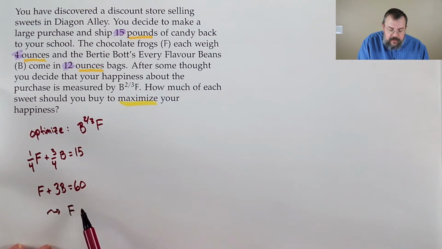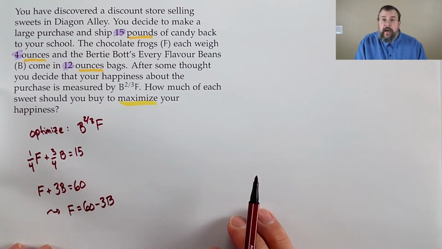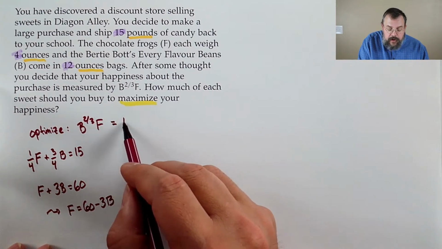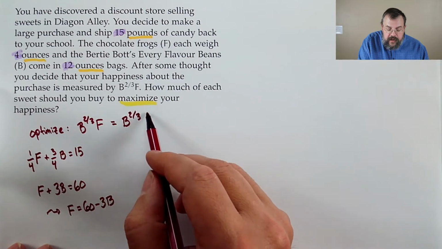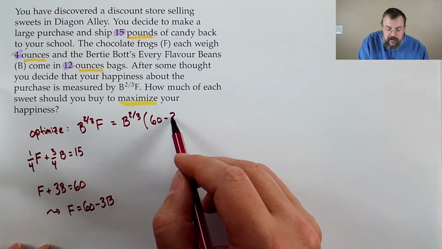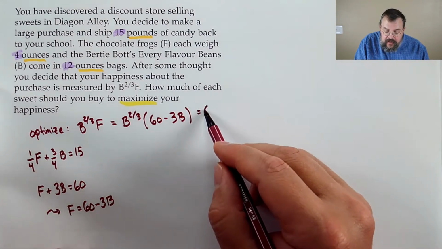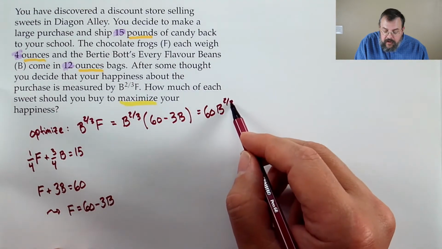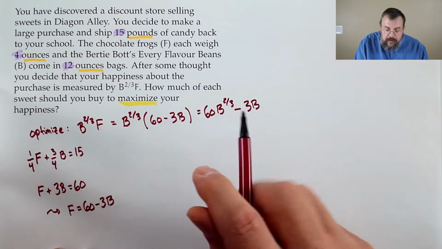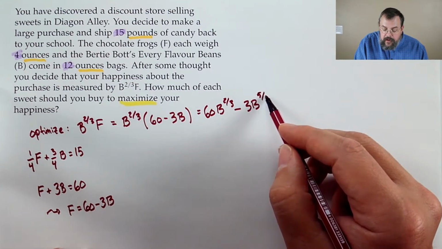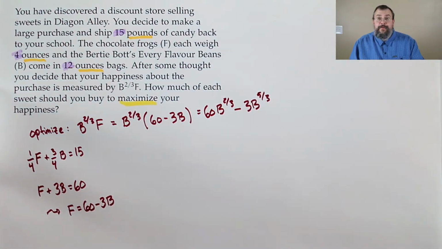So that says the number of frogs we get is 60 minus 3 times however many bags of beans we get. So if we now take this expression for F and plug it in, we get that what we really want to optimize is B to the 2/3 times 60 minus 3B. Well, okay, multiply it out. This would be 60 B to the 2/3 minus 3B to the 5/3, because 2/3 plus 1. All right, well, that's not so bad. That's something we can work with.